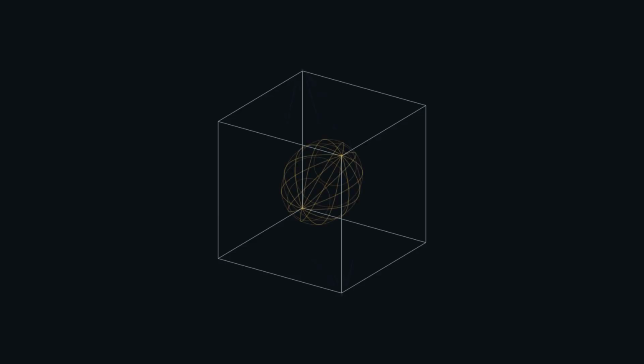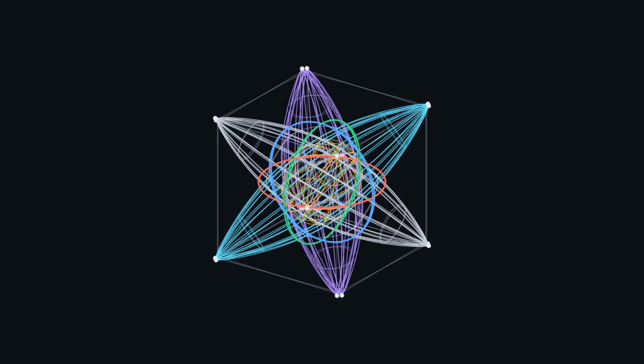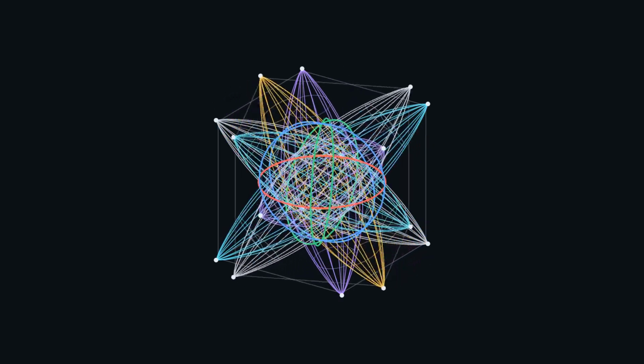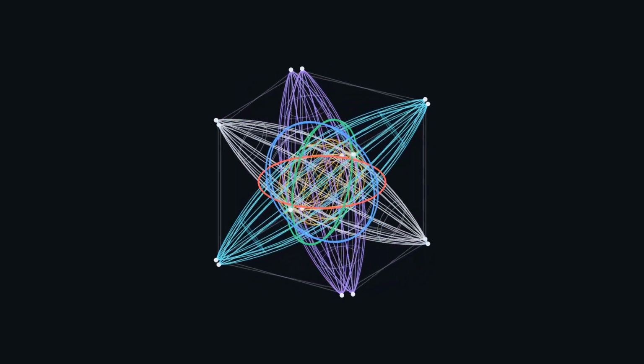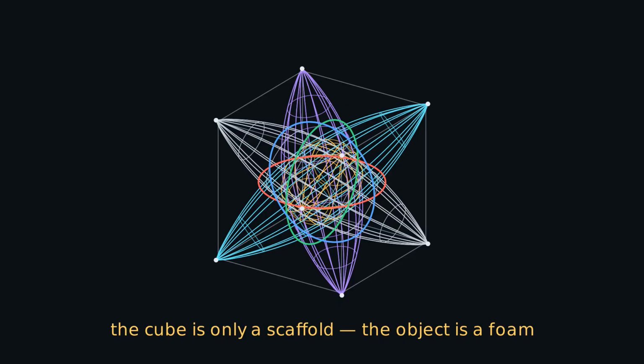In this video, we build one candidate for that carrier, a four-sheeted football orbifold foam, suspended over the skeleton of a cube. To be clear from the start, the claim is not that space is literally made of tiny cubes. The cube is only a bookkeeping device. The real object is a foam of curved sheets, seams, and cone points, and it is far stranger and far more rigid than a cube.